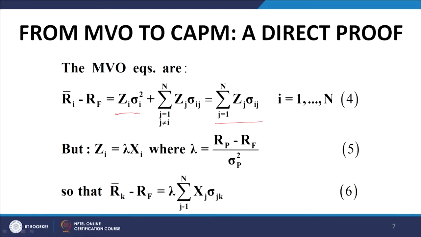And that is precisely what I have done. So, in the second equation, that is equation number 5, we have used Zi is equal to lambda Xi, and using this expression, we have rewritten equation number 4 as equation number 6.